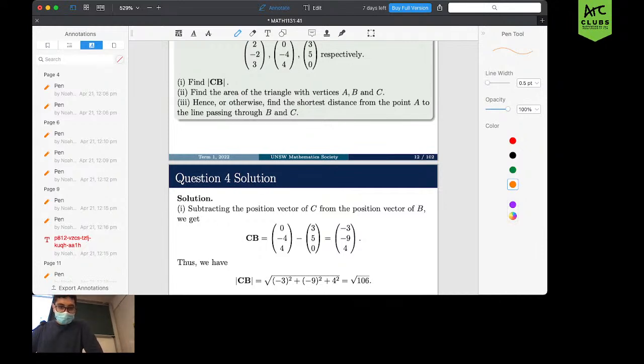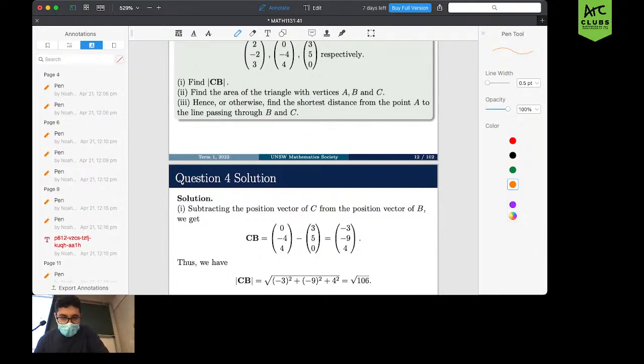Okay, we'll move on to part 2. Find the area of the triangle with vertices A, B, and C. Now, this could look tricky the first time you see a question like this. However, we'll use the fact that we can actually calculate the area of a parallelogram and then take half of that to get the area of the triangle.